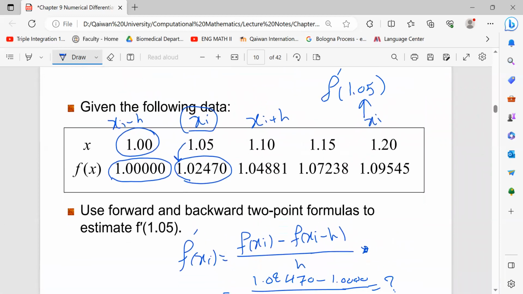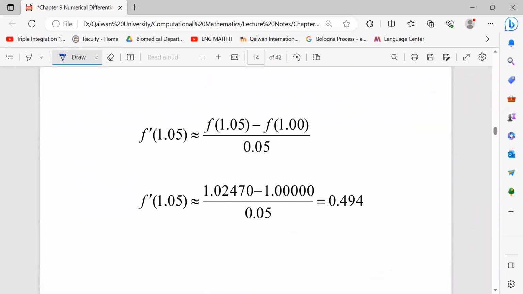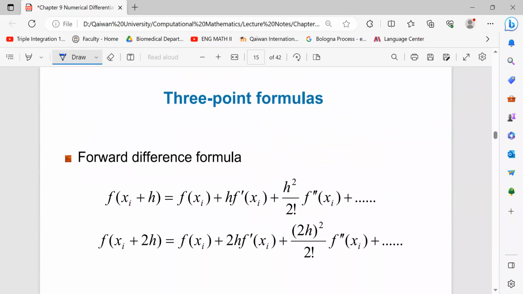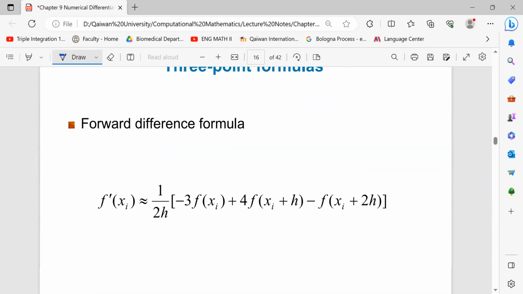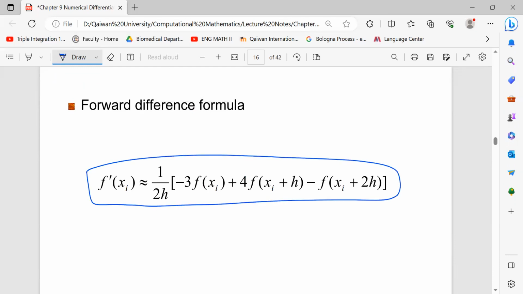Here, for 2 points, we have forward and backward difference formula. How about 3 points? Look, the solution of this question is here. Here you have 3 point formulas. For 3 point formula, we have forward, backward, and central. You don't need to know the derivation of the rule here. F prime is for forward. Forward difference formula for 3 points. It's this rule. This is the formula.